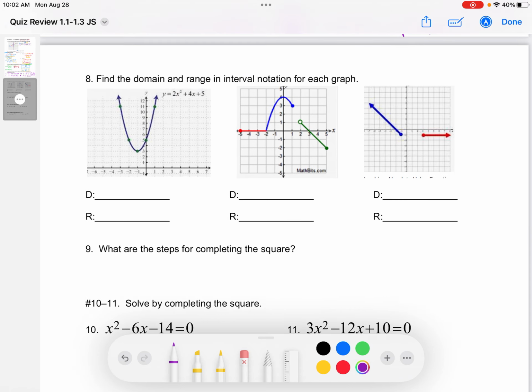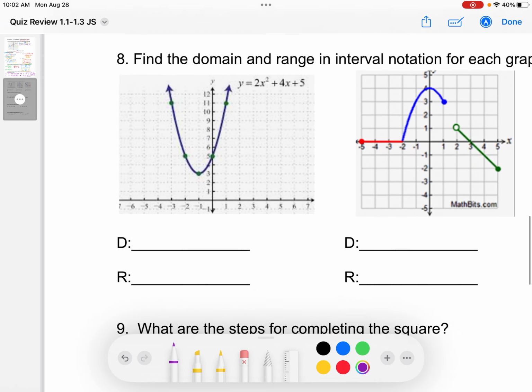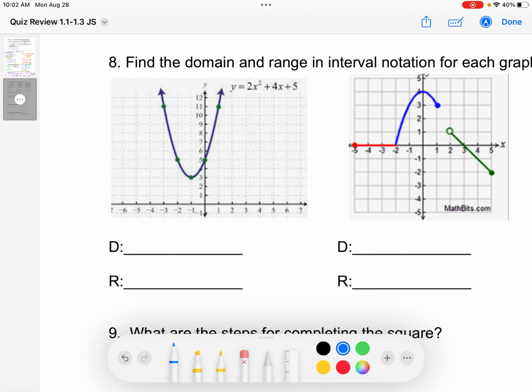So let's look at 8 and let's find the domain and range for each of these. On number 8, the first one, domain, left to right. If we look at the left edge, this graph is going left forever. If we look at the right edge, it's going right forever. So that interval is negative infinity to positive infinity. We always use parentheses on infinities because we can't actually reach them. Or you could write that as all real numbers, that capital letter R with an extra stem on it.